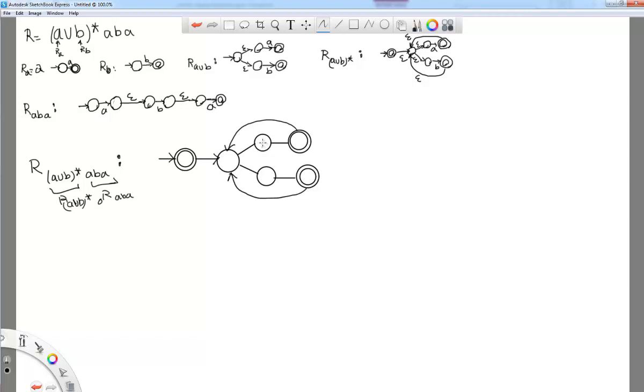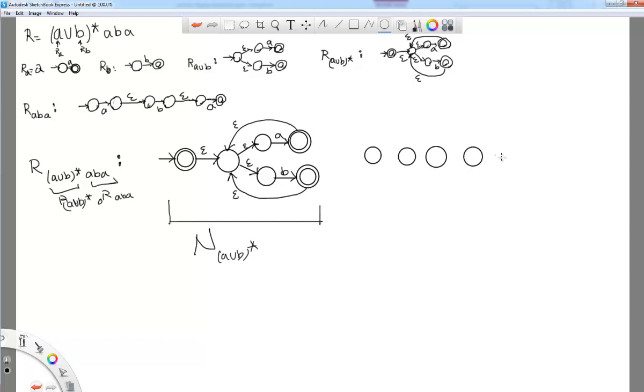Or I'm sorry, this is the R of (A ∪ B)*. So with epsilon transitions, epsilon transition there, there, there, there, and then an A there, and then a B there. So this is the non-deterministic automaton of (A ∪ B)*. It recognizes that part. And then the ABA was a machine like this.